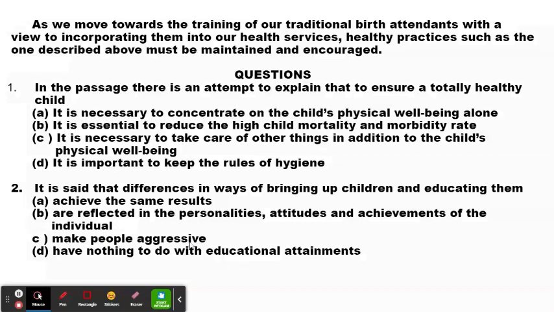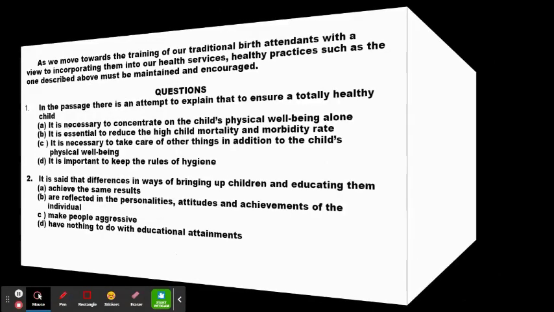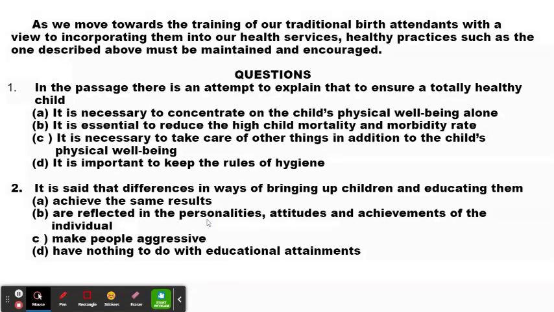Let's look at C, make people aggressive. We eliminate this because it's not in any way stated or implied in the passage. D, have nothing to do with educational attainment. There's no evidence that this is true. So the correct option is B. It is said that differences in ways of bringing up children and educating them are reflected in the personalities, attitudes, and achievements of the individual. That's the correct option. So let's now move on to question number three.